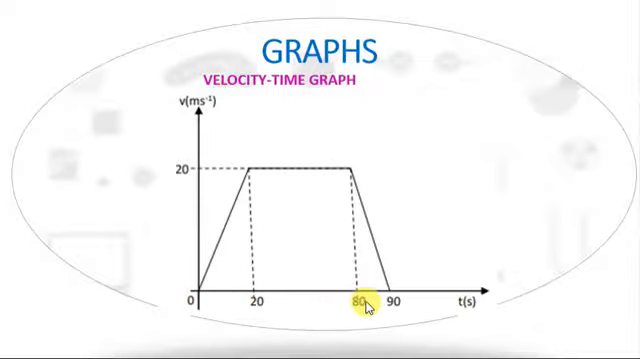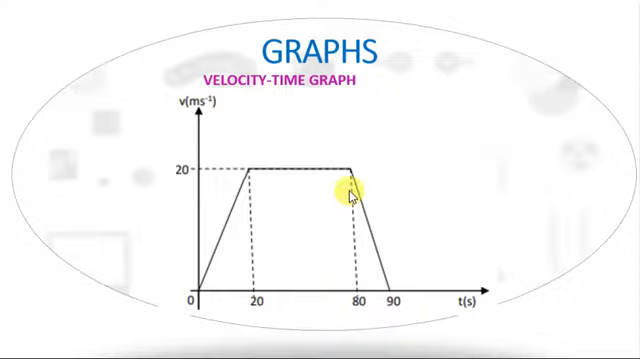From 20 seconds to reach 80 seconds. How many seconds are those? You're correct, 60. So it maintained this speed for 60 seconds. And then what happened, members? What do you see? The speed is reducing. So it means now it decelerated. Remember we said when the speed is reducing, that is deceleration.